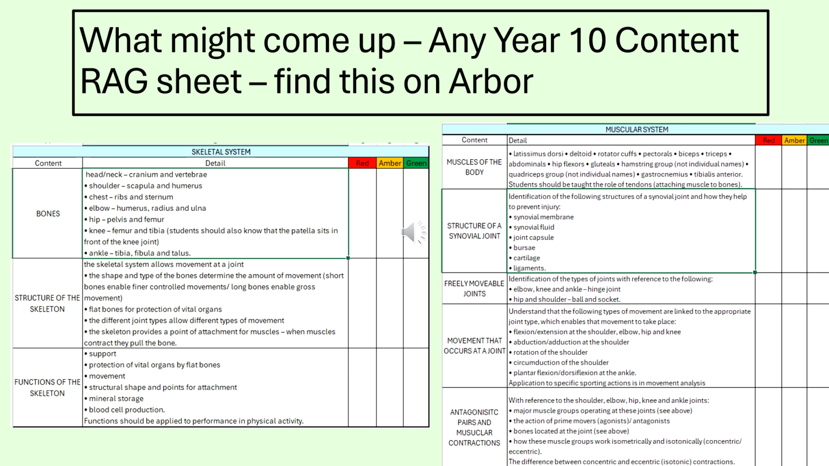Over the next few slides, you'll see examples of the rag sheet that you can find on Arbor, and it's got all the year 10 content, and any of this content could come up in your exam tomorrow. It's everything we've learned in year 10. Hopefully some of it is fresh in your mind from bits and bobs we've done, but if you're not sure where to go from tonight, I would go through and have a look at the bits that you have indicated are red.